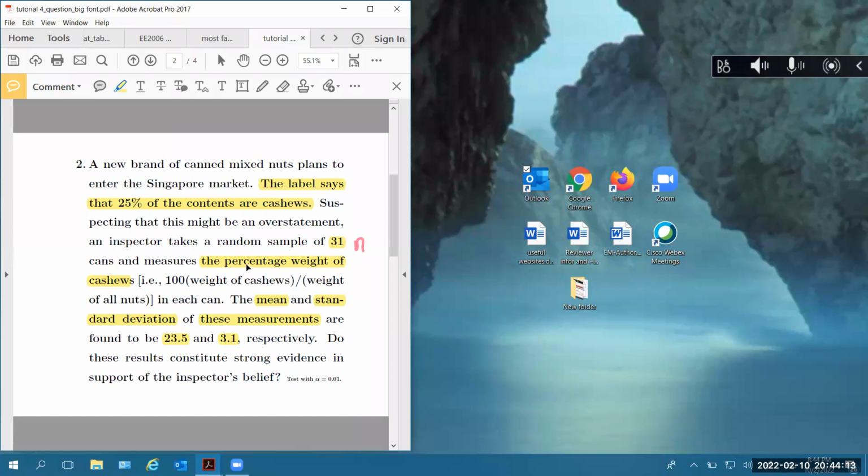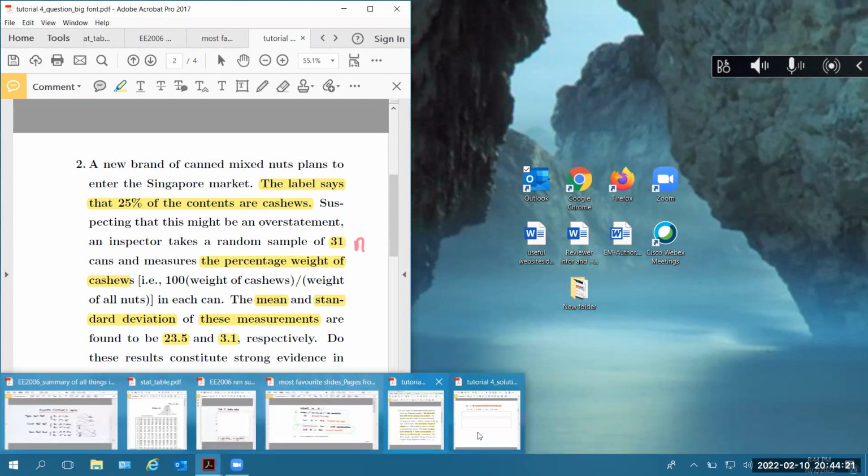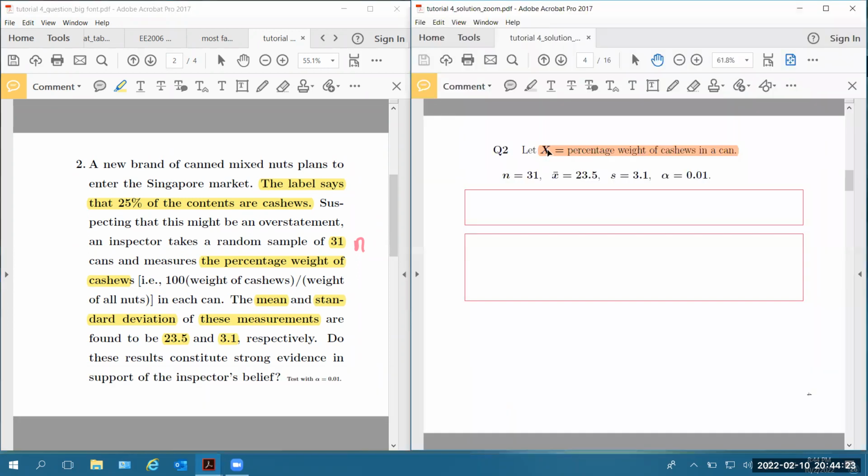So where's our X there? Our X is actually what? Percentage weight of cashew in each can. Is it okay? All right. So maybe we go and write this down. So X is percentage weight of cashew in a can. And then we have this 23.5, this 3.1, right? This is the mean, this is the standard deviation.